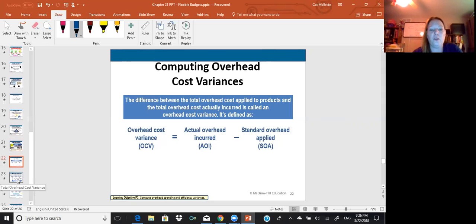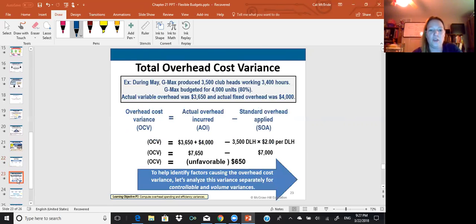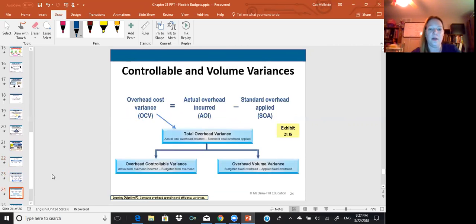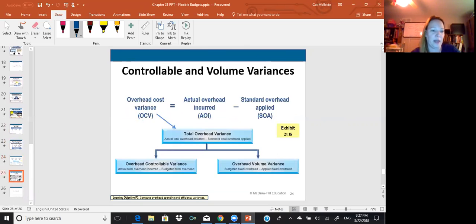So overhead variance works exactly the same way. It's just that we have the estimated rate. So we're still going to take what we estimated and compare it to what we actually spent. And we do it exactly the same. It's over and over again.